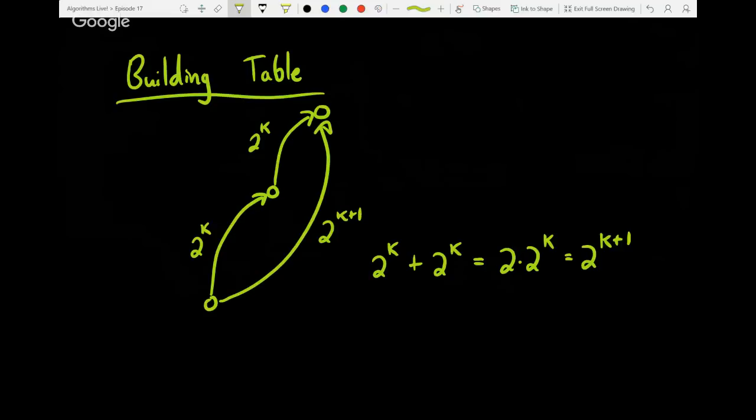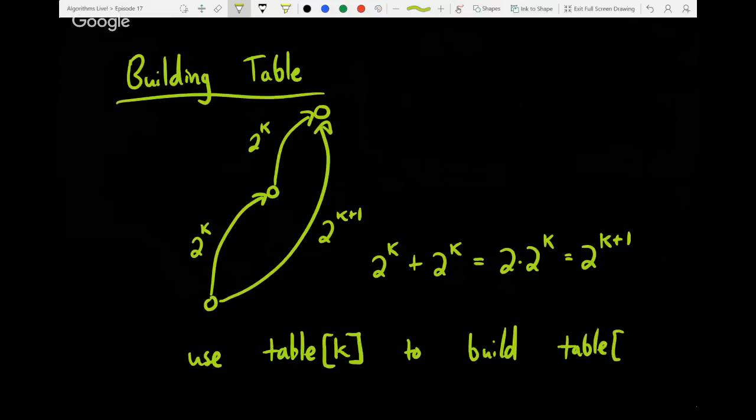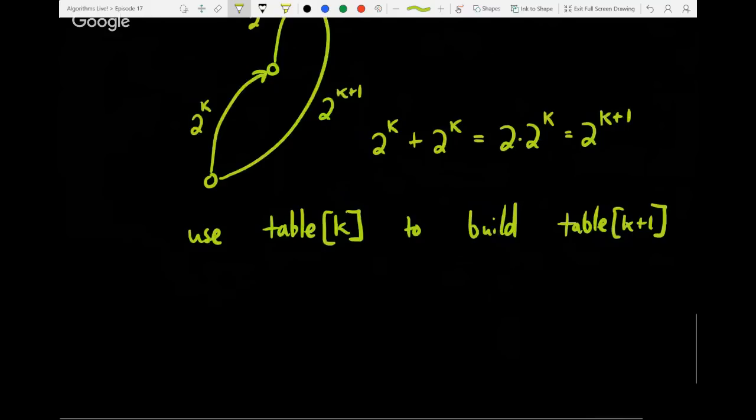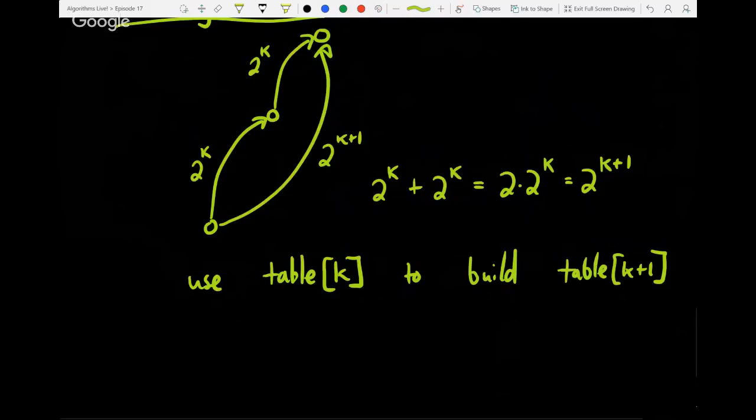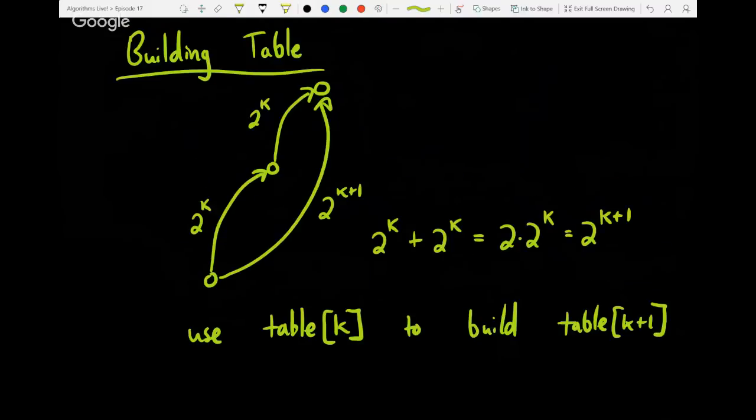So all I do is I use what I've already computed before to compute the next level, 2 to the k plus 1. So I use the table of k with all those i values to build table of k plus 1. Now you can do this build 1 by 1 by 1, just iterating over k's.